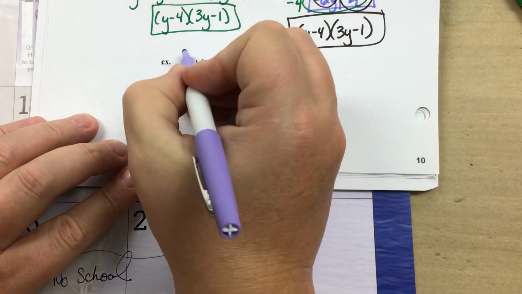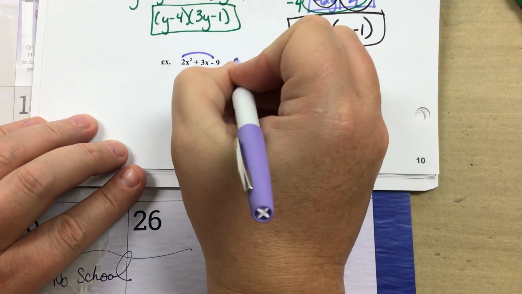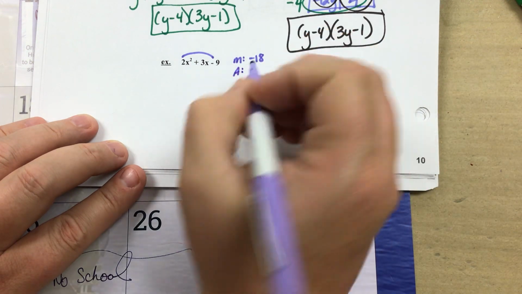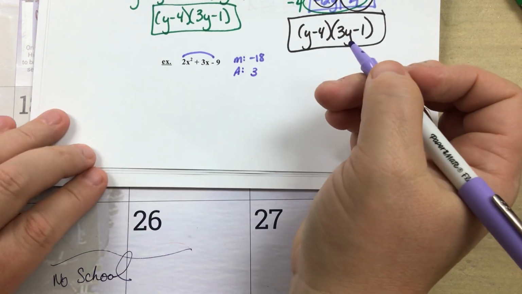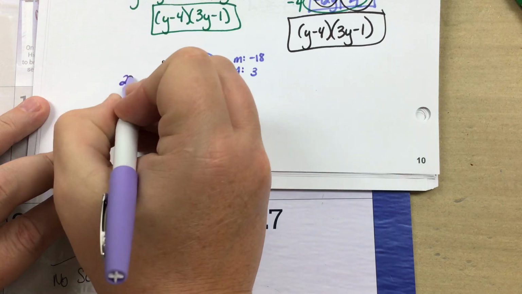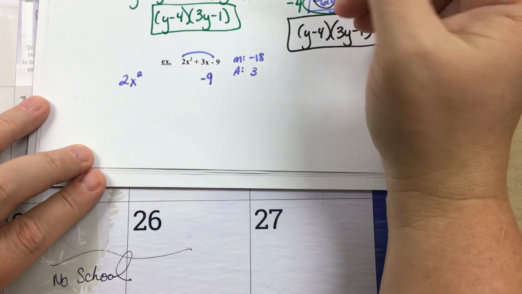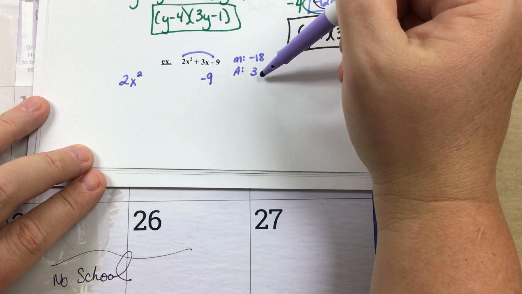Okay, so we're going to multiply the first and the last. So I'm looking for 2 numbers that multiply to give me negative 18 and add to give me my middle term of 3. So again, I'm going to keep the first term. I'm going to keep the last term. And again, let's see, what multiplies to give me negative 18 and adds to give me 3?